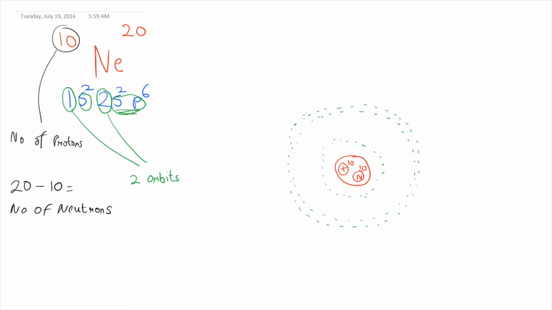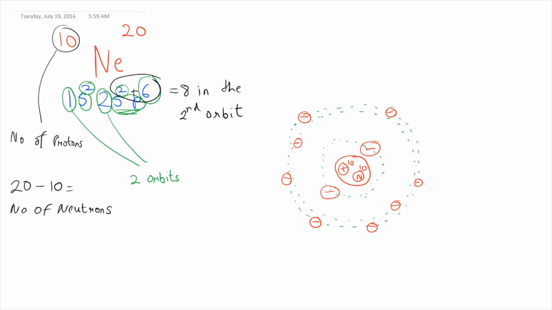Now let's draw the electrons. The first orbit has 2. The second orbit, S energy level, has 2, and P has 6. Which means the second orbit together has 8 electrons, with 2 in the first energy level, S, and 6 in the second energy level, P.